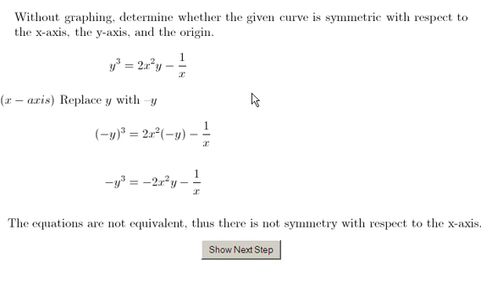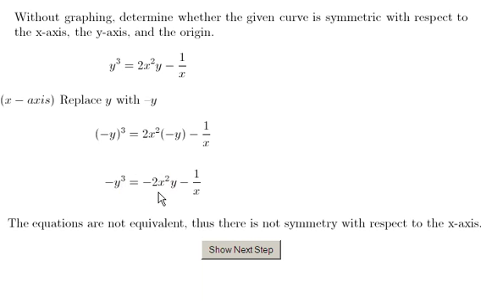We can first see if the curve is symmetric with respect to the x-axis by replacing y with negative y. So everywhere in this original curve where we see y, let's put in negative y and then simplify. So negative y cubed is going to end up being negative y cubed, and this negative will come out in front of this term.